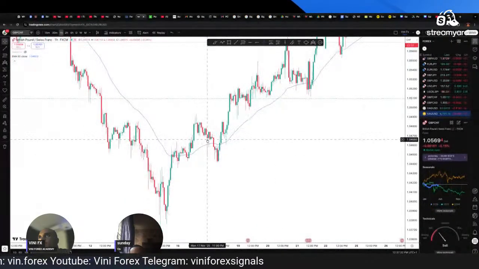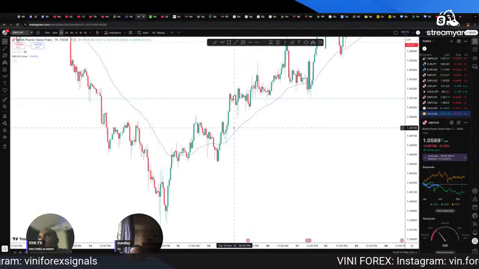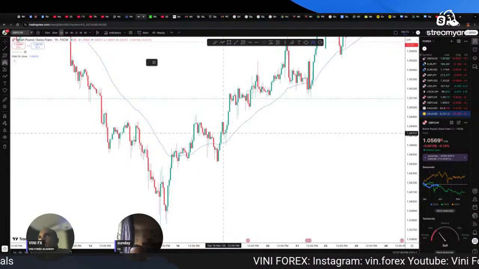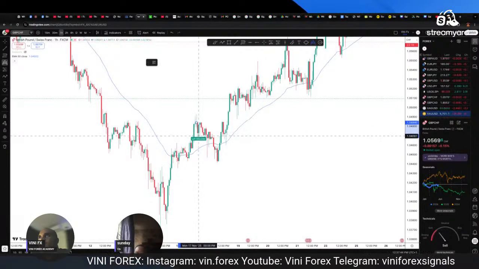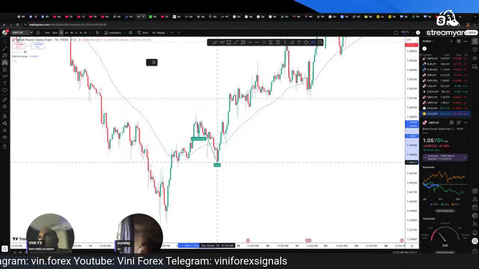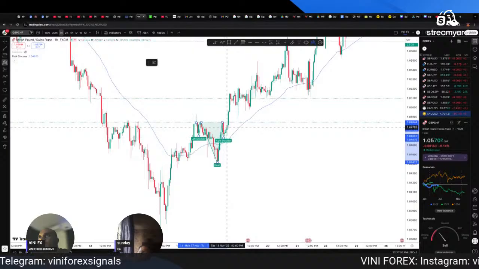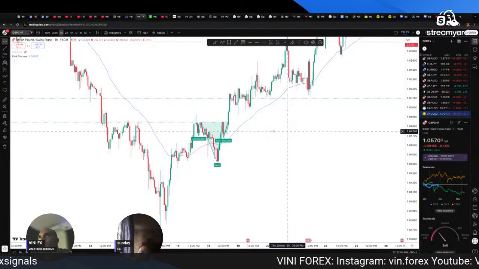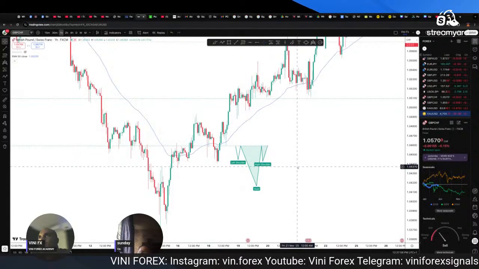I think there is one here also. There's one here also. Okay, there's one here. See this one. This is a head and shoulder pattern. This is the head. This is the left shoulder. And price broke it to keep on buying. This is how it looks.